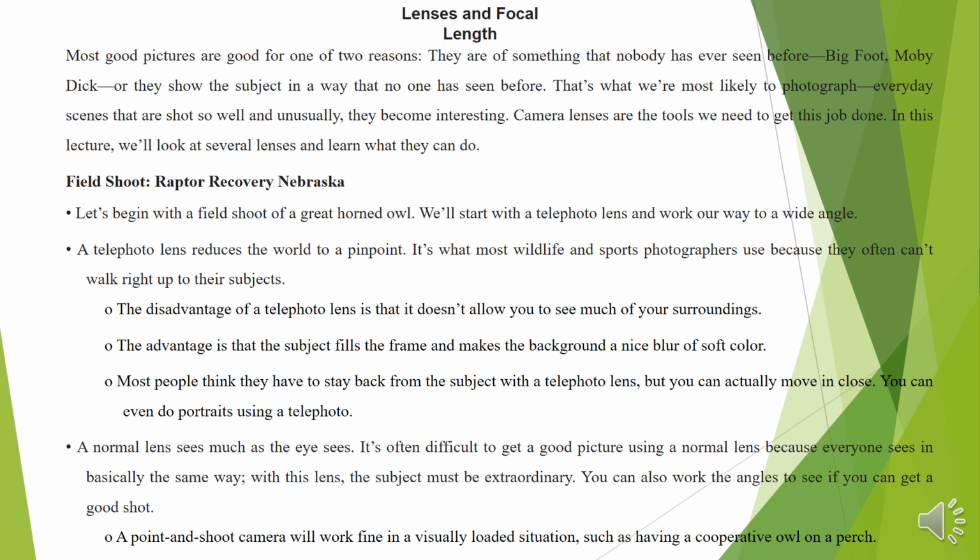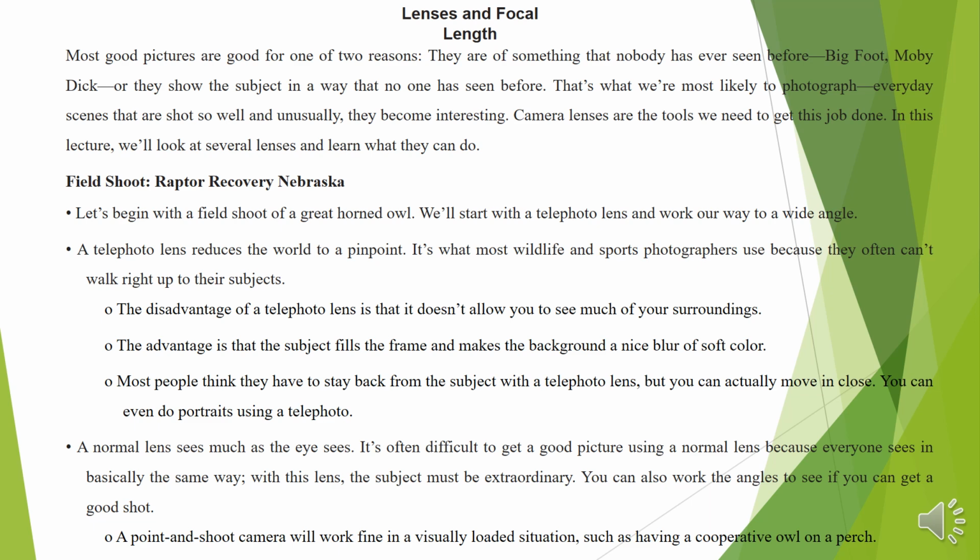Most good pictures are good for one of two reasons. They are of something that nobody has ever seen before, like Bigfoot or Moby Dick, or they show the subject in a way that no one has seen before. That's what we are most likely to photograph: everyday scenes that are shot so well and unusually that they become interesting. Camera lenses are the tools we need to get this job done.